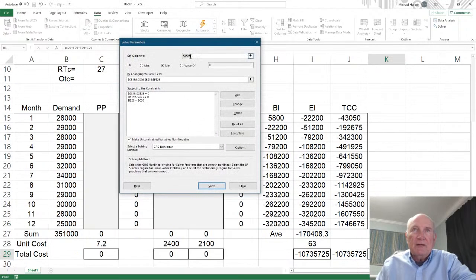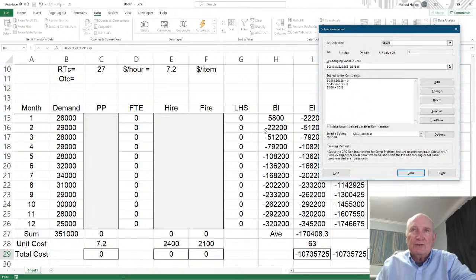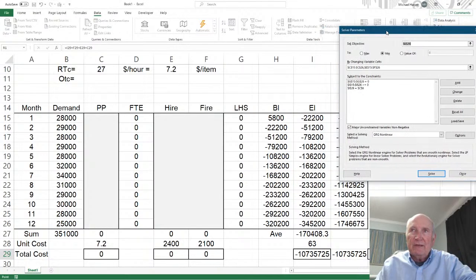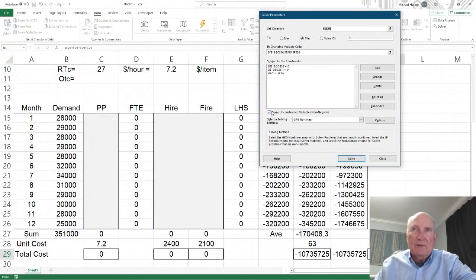So there's my 3 constraints. I want to restrict all of these to be 0 to make sure my labor is all coordinated and accounted for. I want my inventory to be non-negative, because I can't go negative, no negative inventory. And I want the very end down here to be 5,800. That's my goal. Now when you run these, you've got to be careful. Right here, make unconstrained variables non-negative. You always check that box. In other words, you want all these numbers never to go negative.